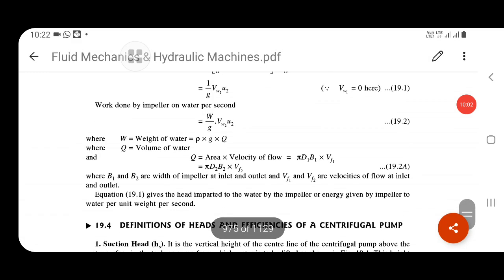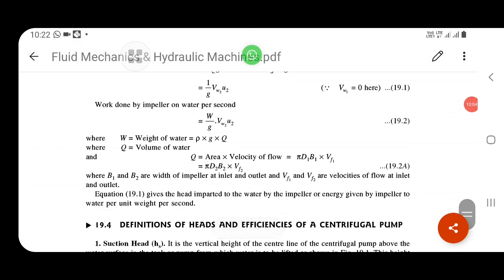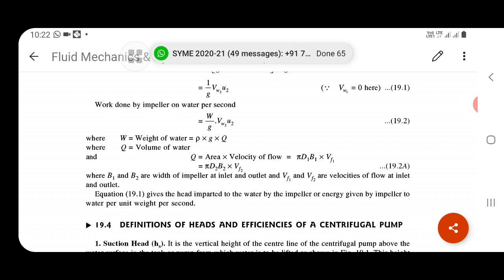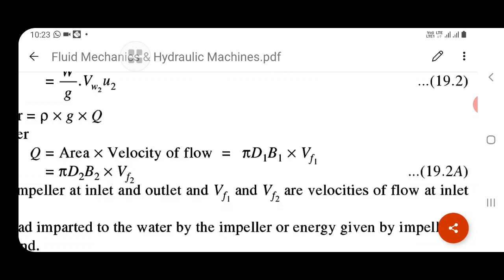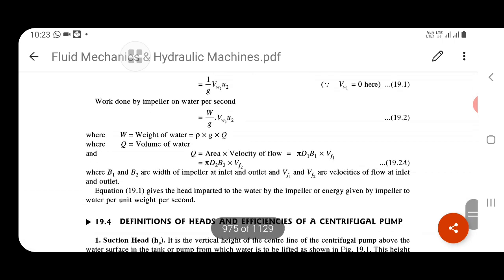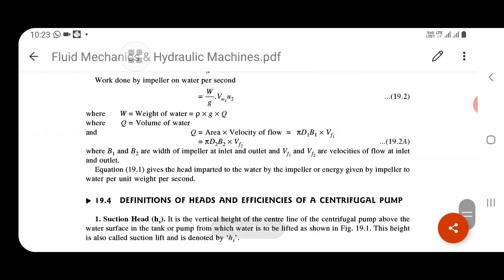So next is Q, the volume of water, which is area into velocity. So pi D1 B1 into Vf1 at the inlet. Similarly, pi D2 B2 Vf2 at the outlet. Where B1 and B2 are the impeller widths at inlet and outlet, and Vf1, Vf2 are the flow velocities. So work done and Q are the important formulas. Write down the Q formula.